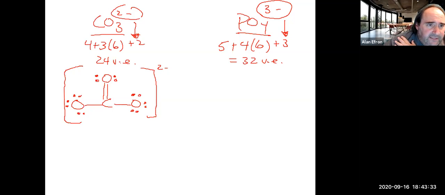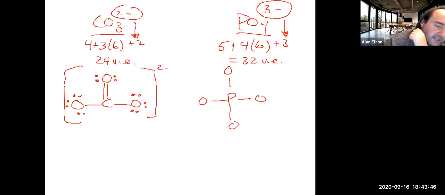Again, phosphorus is going to be in the middle, with oxygen all the way around. I'm going to do 1, 2, 3, 4 bonds. That is 8 electrons that have been used. That leaves me a lot. There's that 24, if my math is right. And we're going to put those in pairs on the outside.